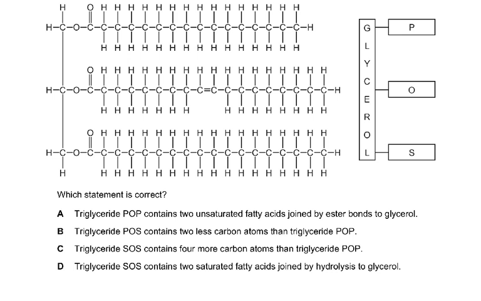Then it said triglyceride POS contains 2 less carbon. You see, the 2 less carbon is in P. It says it contains 2 less carbon than POP. But POP will have 4 less carbon and POS will have 2 less carbon. So which one is correct? Triglyceride POS contains 2 less carbon than triglyceride POP? No, POP will have 4 less carbon.